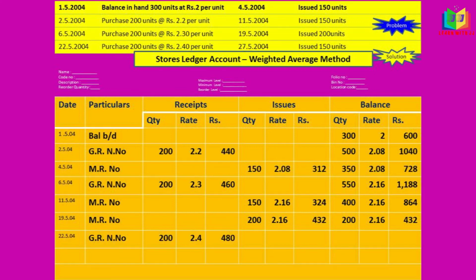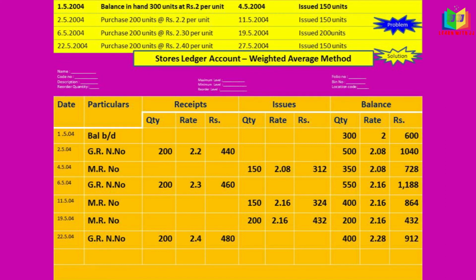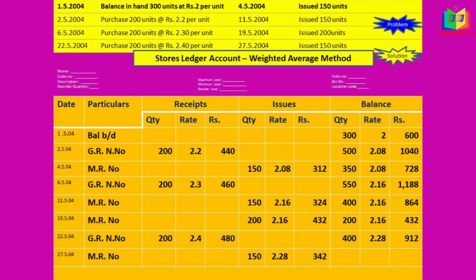And next we have a purchase, so I'll write it in the purchase column: 200 units at the rate of 2.4, so I'll get 480 rupees. In the balance column we have to add this and find out the new rate, by dividing 912 by 400, we'll get 2.28. And the next issue we have to issue at this price.